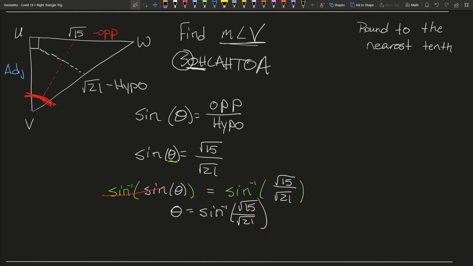Okay, so now we need to make that sine inverse of the square root of 15 over the square root of 21 into a number, right? Because we're trying to find an actual angle. So if you have a TI-84 or a TI-83, what you would do is hit the second button and then the sine button. And then I always have parentheses around the numerator, so I would open another set of parentheses and then type in the square root of 15, close that set of parentheses, divided by, again, open another set, square root of 21. Close that set, and then close it overall. And we should get 57.68, which rounds up to 57.7.